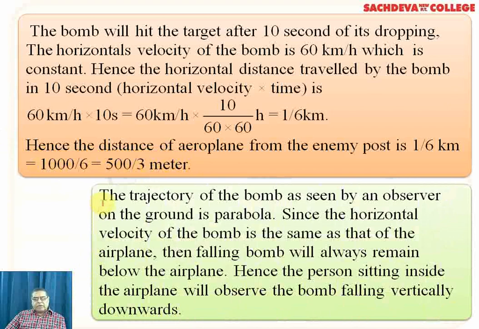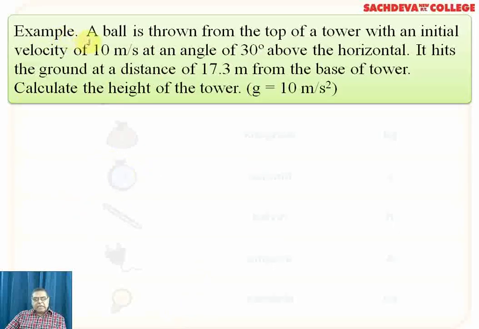The trajectory of the bomb as seen by an observer on the ground will obviously be a parabola, since the horizontal velocity of the bomb is the same as that of the airplane. When falling, the bomb will always remain below the airplane, hence the person sitting inside the airplane will observe the bomb falling vertically down. So for the outside observer, the trajectory is parabolic, and for the inside person, it is a vertically downward fall. In another example, a ball is thrown from the top of a tower.